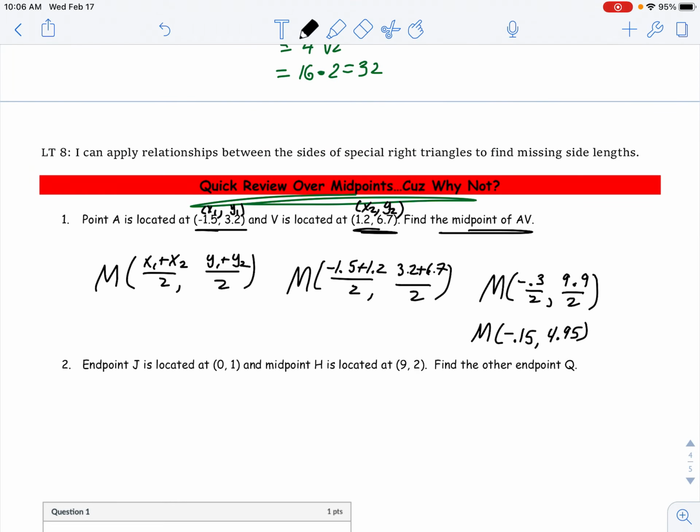All right. So that's it. That's how you do that problem. Just a midpoint formula. Add the x's together, divide by 2. Add the y's together, divide by 2. Some ugly decimals with negatives and positives. Just be careful, and you'll get what you need to get.